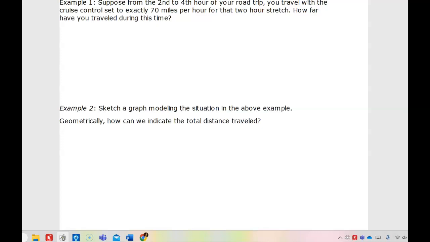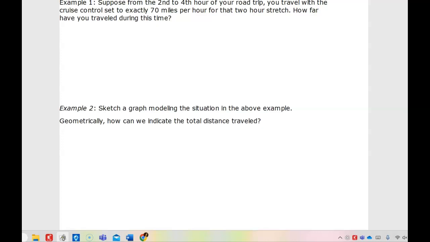So in example 1, it says suppose we're driving on a road trip. Once we get on the highway, the highway's long and boring. We're taking the PA Turnpike, right? We're heading to Philly. Once you're on the Turnpike, you turn on your cruise control and you're just driving. It's flat, it's straight, you're avoiding the trucks, etc. Suppose that from hours 2 to 4, you have your cruise control set to exactly 70 miles per hour. How far do you travel in those 2 hours?